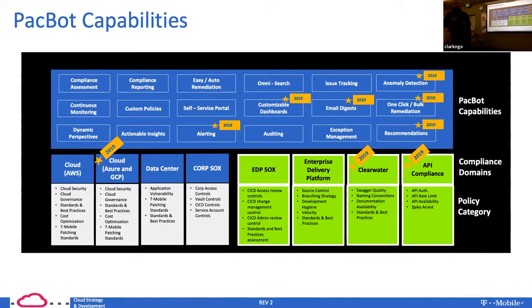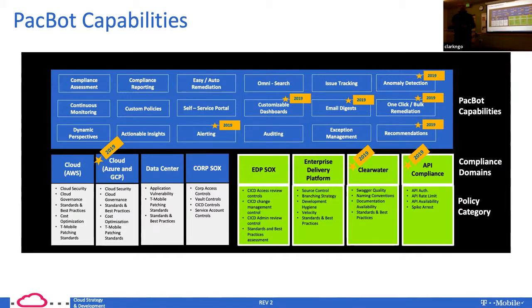Those can be built based on attributes from the resources. So let's say you want to see all the S3 buckets where the name starts with Kamal. You will be able to build that perspective and see the compliance based just on that. We call it asset groups in Pacbot.